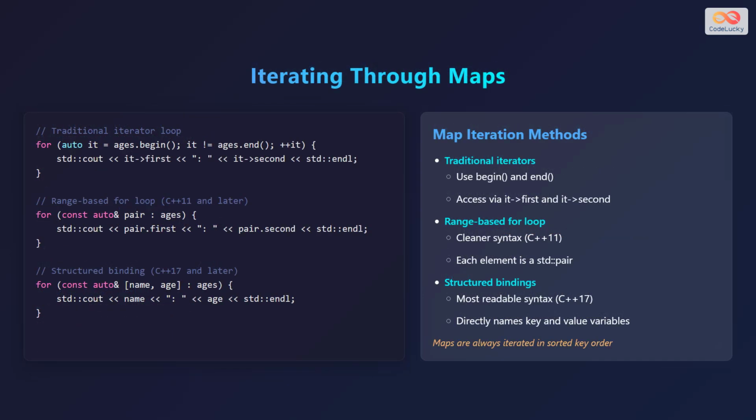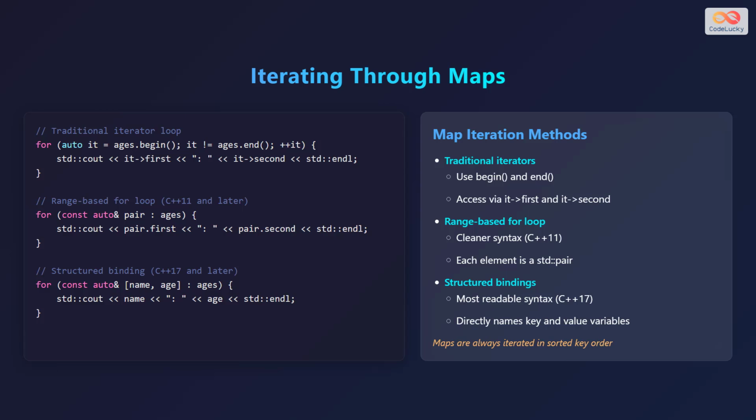Here are the ways to iterate through maps. The first way is the traditional iterator loop. Start with auto it = ages.begin. The condition is it not equal to ages.end. The increment is ++it. Inside the loop, print it->first and it->second to the standard output stream or the console.